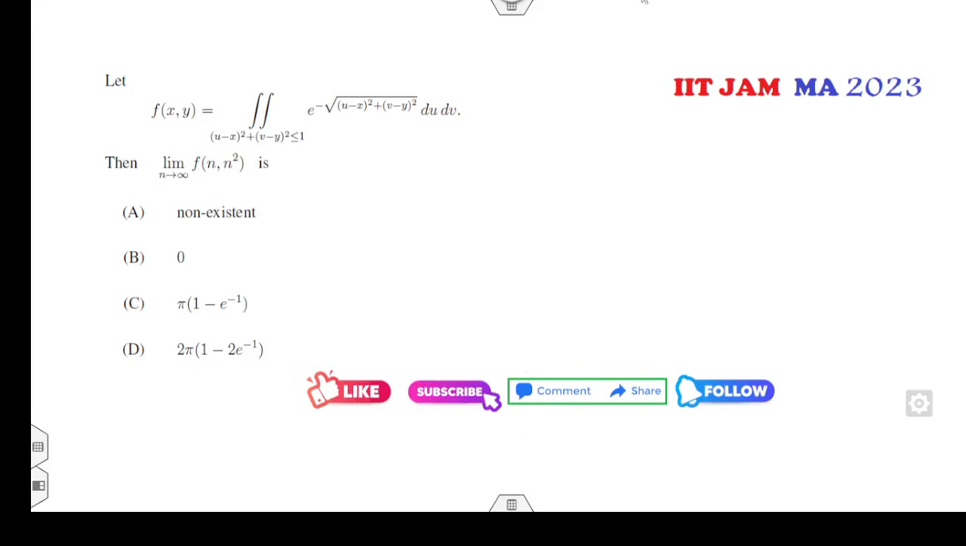Okay, look at this next one. Your domain is (u minus x) square plus (v minus y) square, which is less than or equal to 1. That means this is the equation of a circle. Center is (x, y), because this is the domain of u and v. So I can change this equation into the polar form.